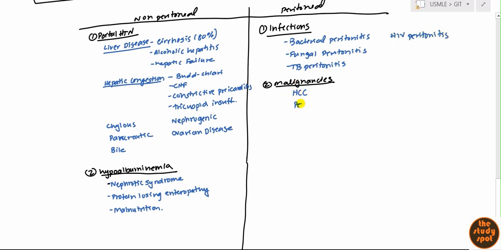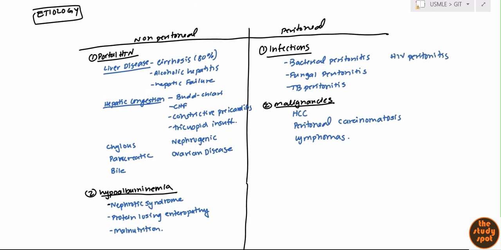Malignancies, there's tons out there, but hepatocellular carcinoma, peritoneal carcinomatosis, and some lymphomas have been known to cause these ascites. So, and those are peritoneal causes.